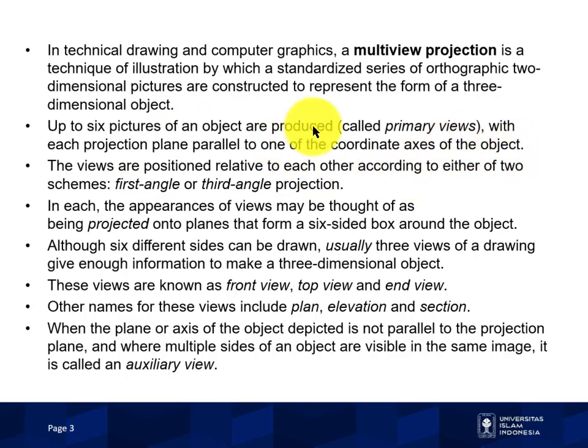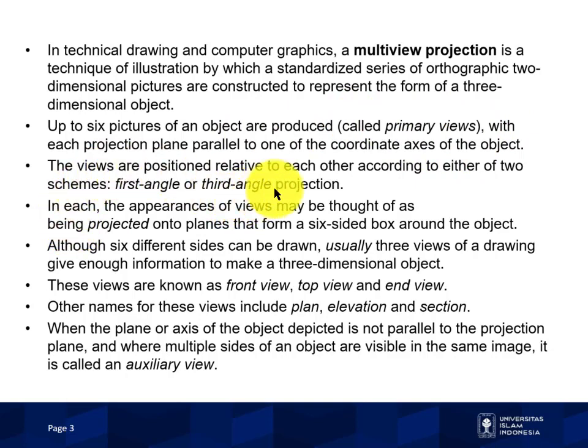So if we have the cubes, just imagine the cubes. The cubes have 6 planes on every side. That is what we call primary views.